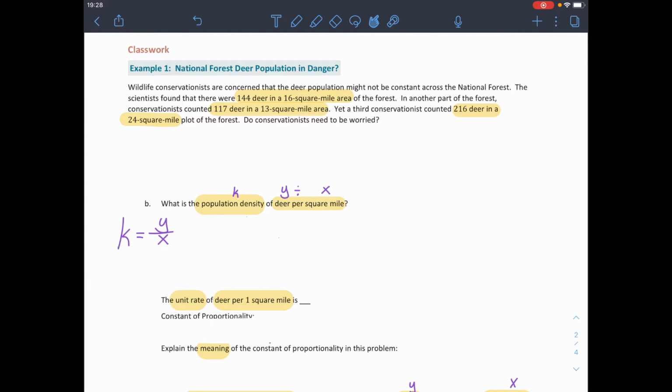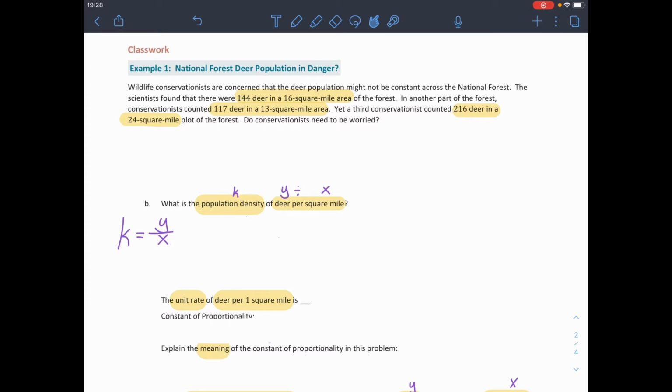First, we need to find our population density of deer per square mile. If you couldn't tell by our keyword "per," this is going to be a unit rate. And if the unit rate is the same for all of the pairs of numbers, this will be a proportional relationship, making our unit rate a constant of proportionality. So I can see by deer per square mile that our deer is going to be our y value and the square miles will be our x value.